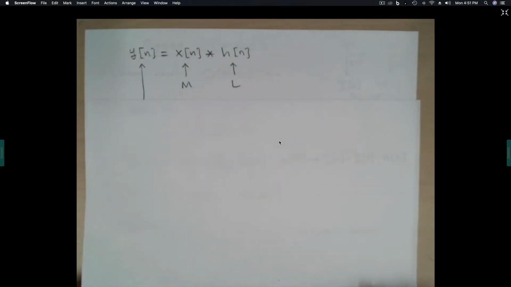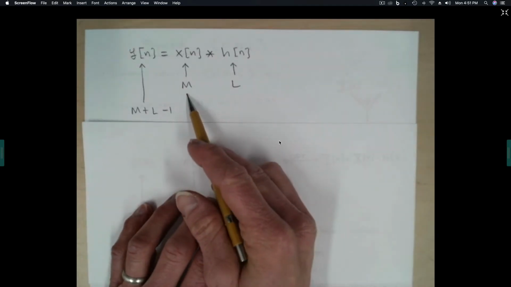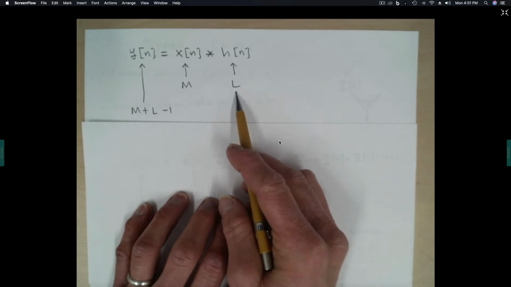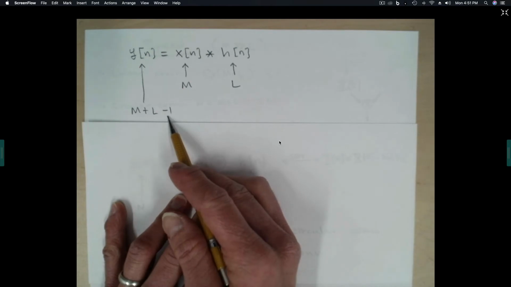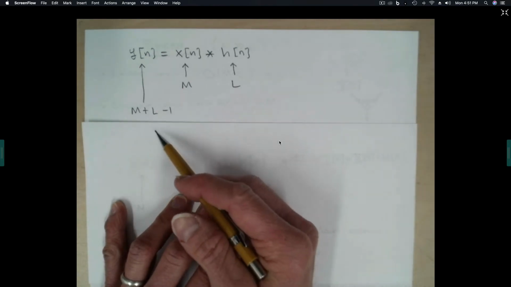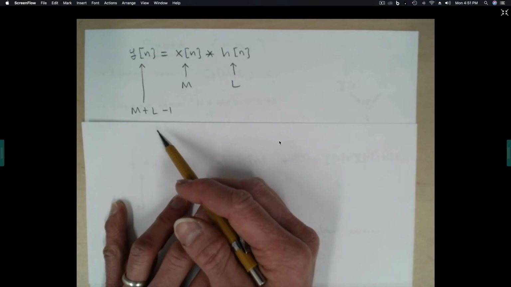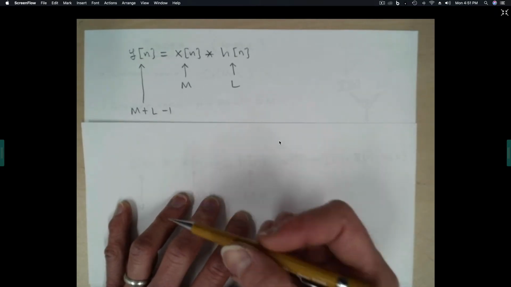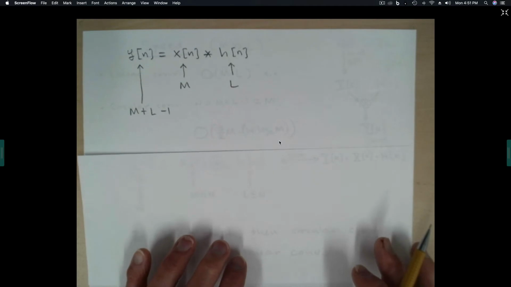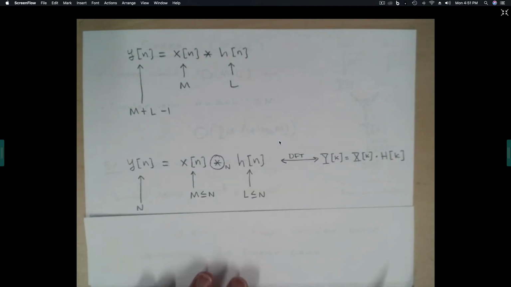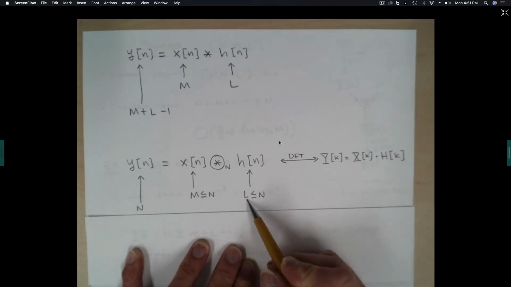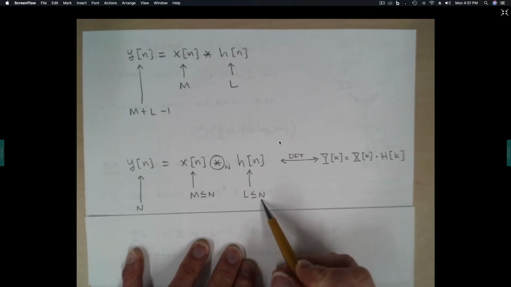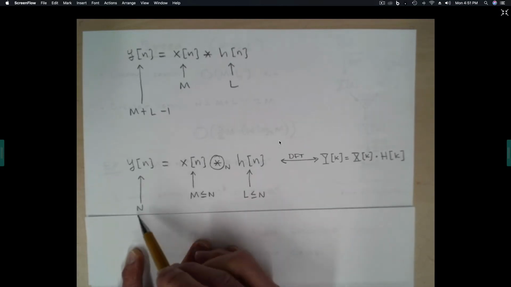So let's take a look at linear convolution and just review some of the ideas here. If we have a sequence of length m and a sequence of length l, and we perform linear convolution, the result has length m plus l minus 1. And in the past we've talked about which of those samples are valid, which are transient, and so on. We'll ignore those questions for right now. With a circular convolution, if we have a sequence of length m, which is less than n, and a sequence of length l, which is also less than n, and we perform the circular convolution, the result will have length n.